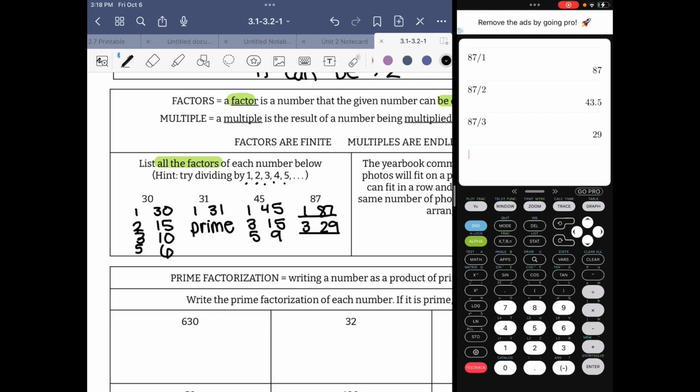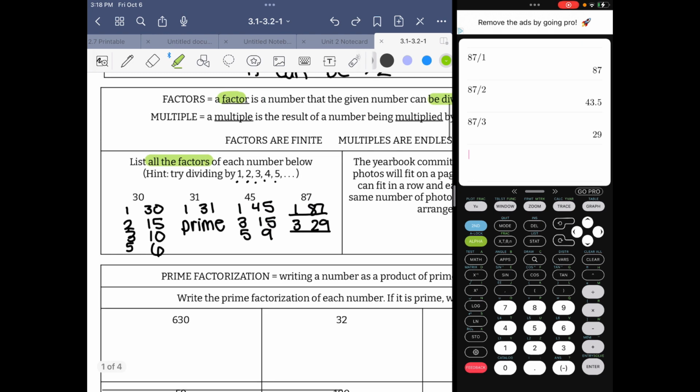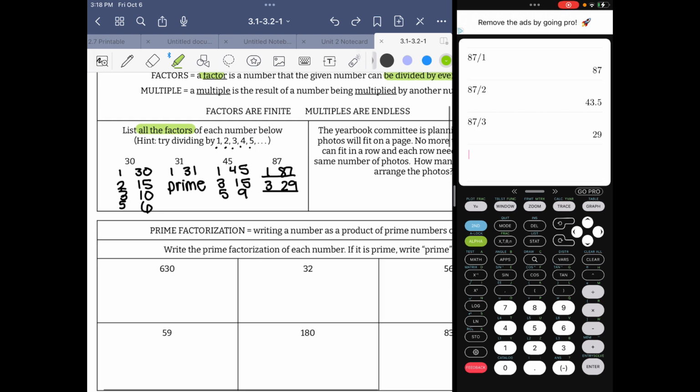For example, if I look back at the 15, 5 and 3 both go into 15 again. That's why there were more numbers left to check. And those are the factors of 87. 1 and 3, 87 and 29. And we call these factor pairs because there's 2 of them put together.